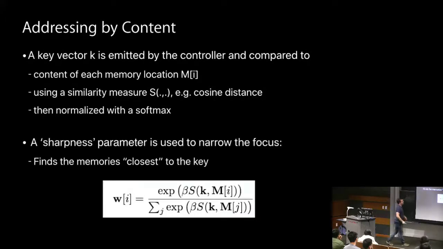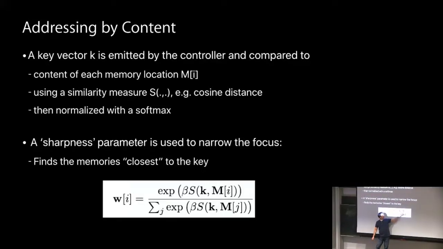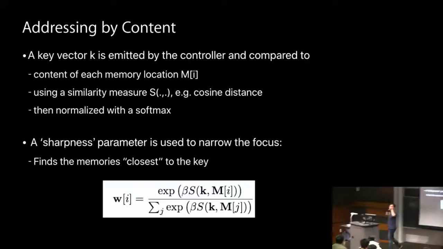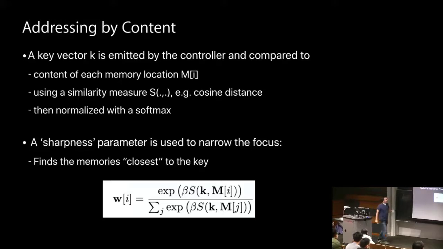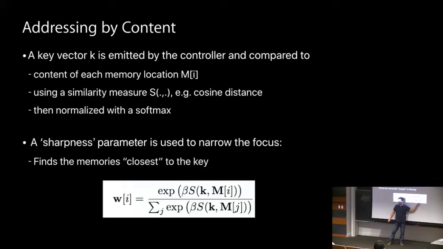This is what these weights would look like. Given k, which the controller outputs, think of it as a neural network outputting a k vector, I'm going to be using some kind of similarity, cosine similarity. I'm going to be comparing it to a particular address in the memory. Again, it's just a vector, using cosine similarity. And then I'm going to be normalizing it over all rows of the memory, right?